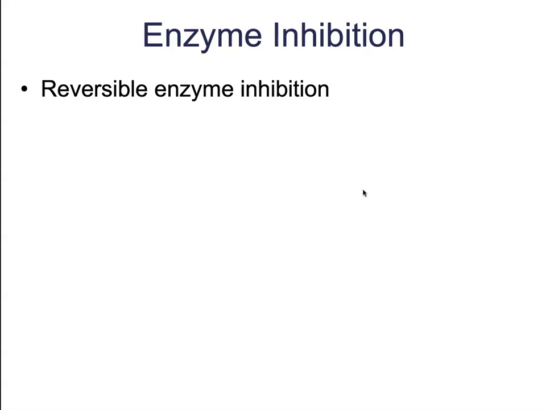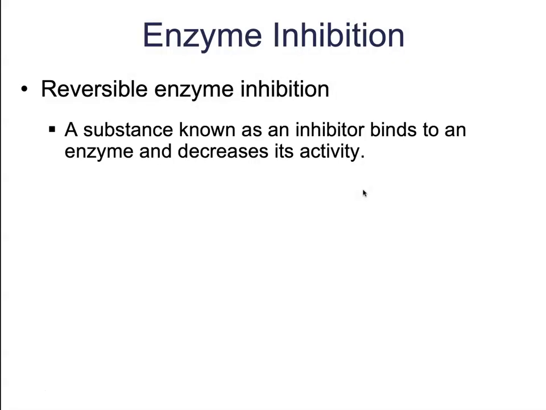We can do this through a process known as reversible enzyme inhibition. In this case, a substance known as an inhibitor is going to bind to an enzyme and decrease its activity. It's just going to slow that enzyme down just a little bit. We don't want to shut down the enzyme. We don't want to remove the enzyme. We just want to slow the reaction down a little bit with an enzyme inhibitor.